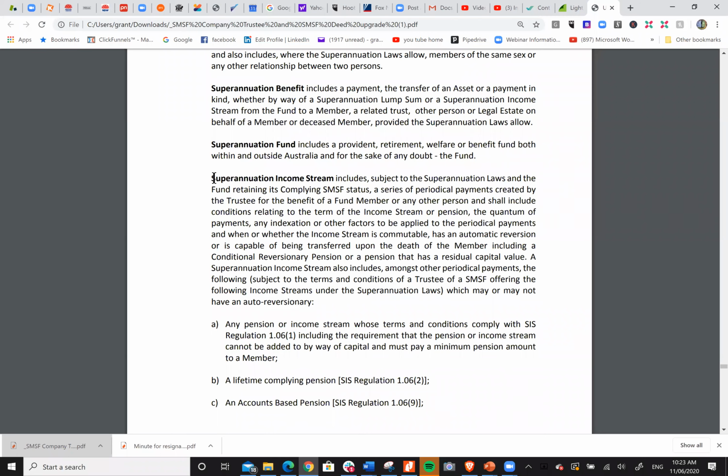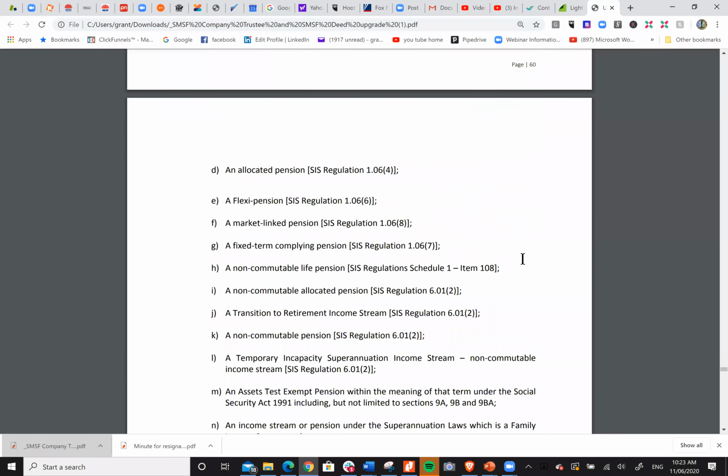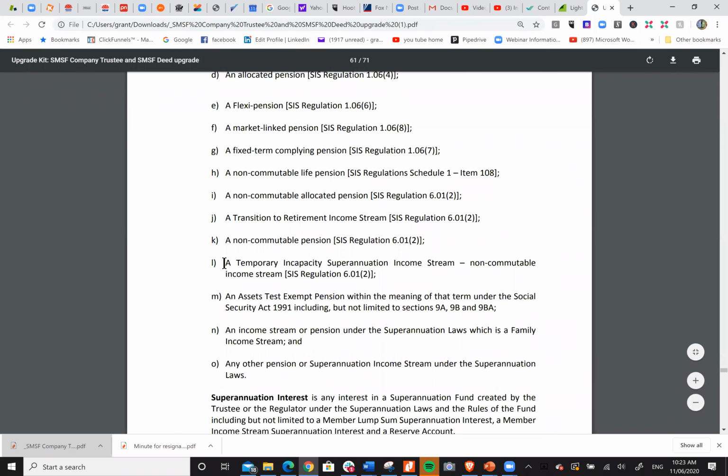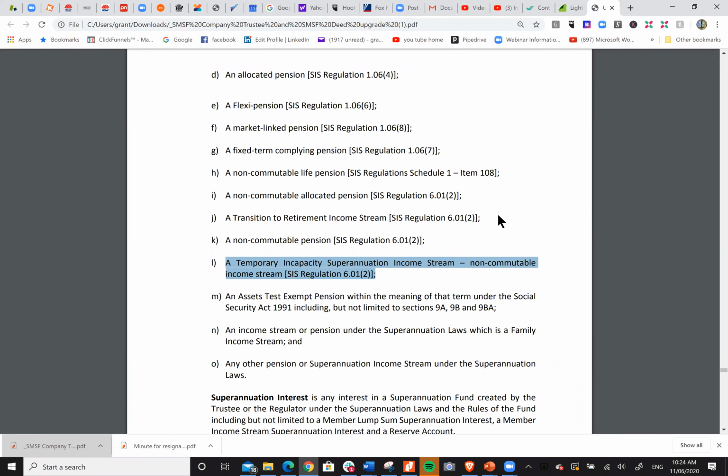Anyway, superannuation income stream includes, subject to the super laws, a lifetime complying accounts-based pension, a non-commutable pension. You can see all that, but it's got there a temporary incapacity income stream, and non-commutable is classified as a pension under the laws, but it's not the laws per se for income tax and also the SIS Act. It's just an income stream. It's not a pension, but we call it that.